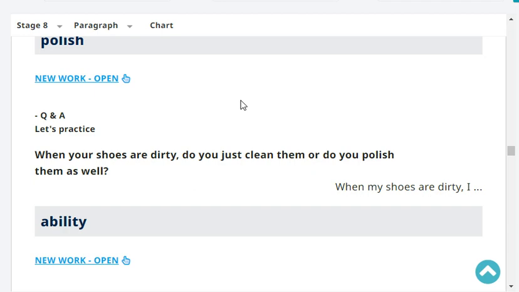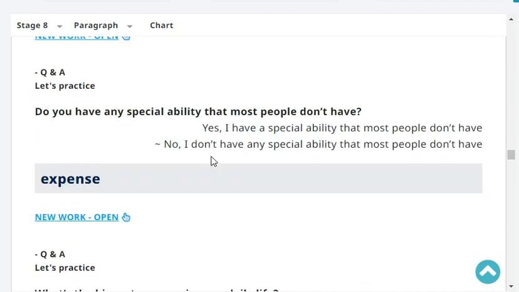Okay, next. When your shoes are dirty, do you just clean them or do you polish them as well? When my shoes are dirty, I don't just clean them, I polish them as well. Very good. Do you have any special ability that most people don't have? No, I don't have any special ability that most people don't have. Very good.